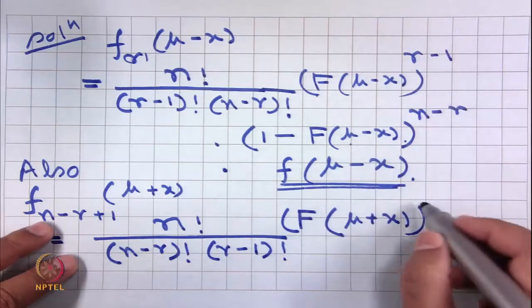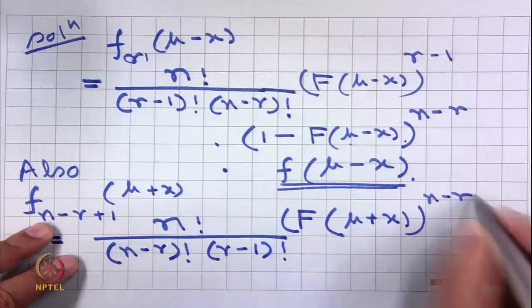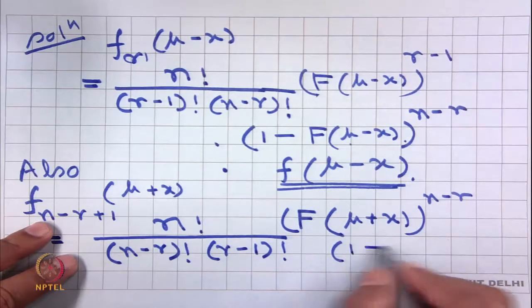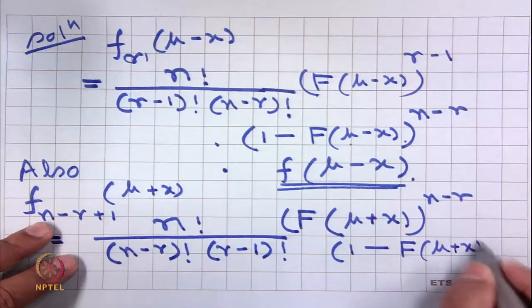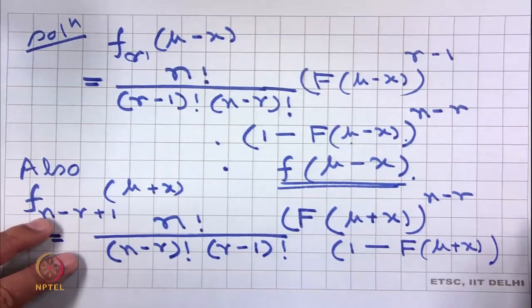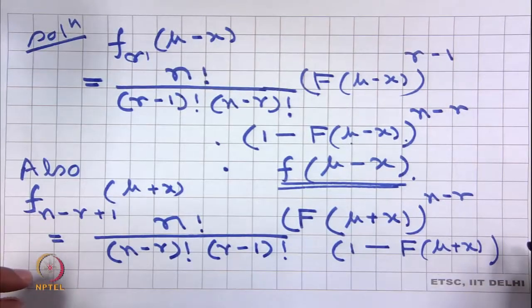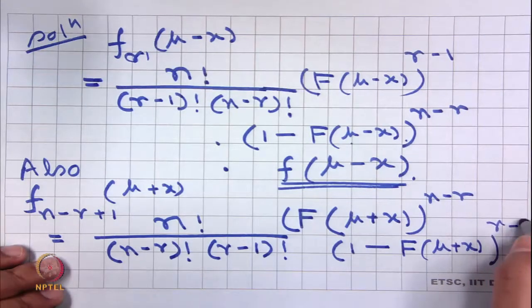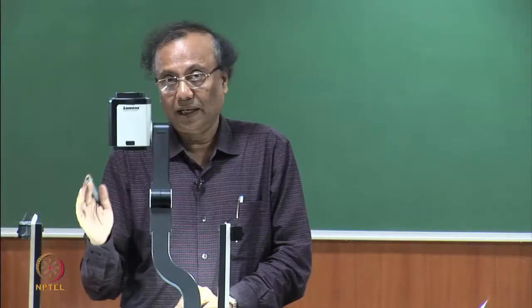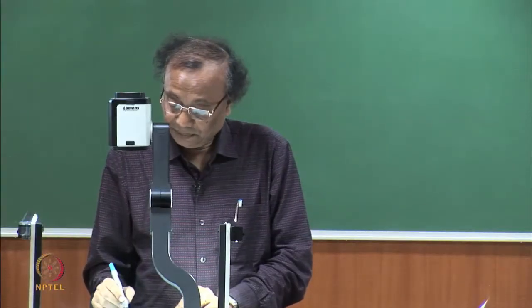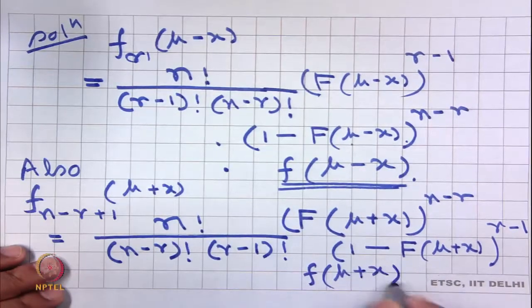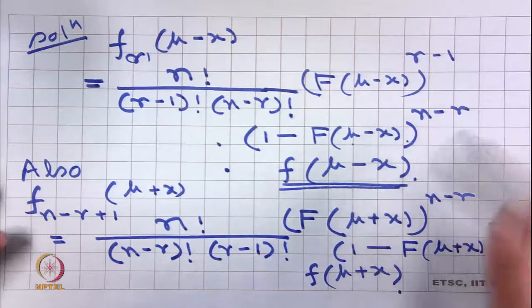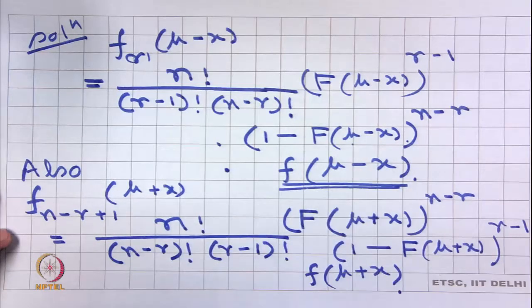So, 1 will be less. So, it is n minus r, 1 minus f at mu plus x. How many will be on this side? There will be only r minus 1 of them, because I am looking at the rth from the end, multiplied by f at mu plus x. So, we got the two expressions here.